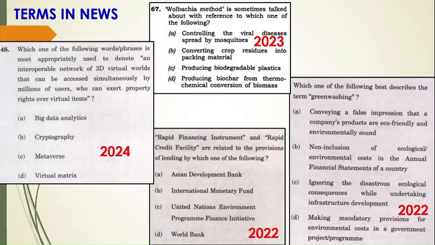Then the 2023 question: the Wolbachia method is sometimes talked about with reference to which one of the following. All these questions are terms in news. If you're solving full-length mock papers, you can collect the terms that frequently appear in most of the test papers and make a note of them. Then the 2022 question: rapid financing instrument and rapid credit facility are related to what? Then the 2022 question: the term greenwashing pertains to what? This is how they ask questions.